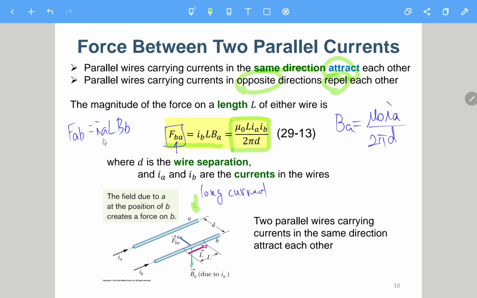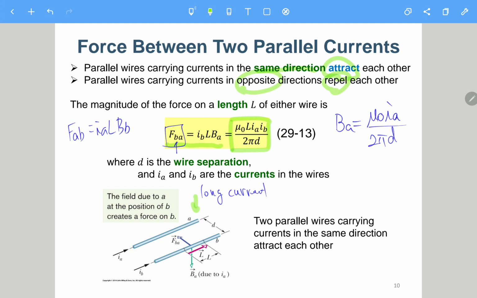So this is the magnitude, and then we can see what the direction of the force is. Suppose IA and IB are parallel and pointing in the same direction. IA is from bottom left to top right, and IB is also from bottom left to top right. Using the right hand rule, we can determine the direction of BA. You use your thumb pointing in the direction of IA, and then your forefinger will be pointing in this direction.